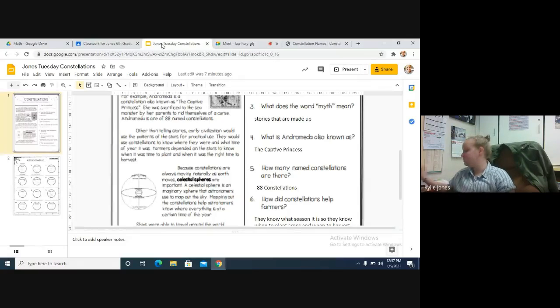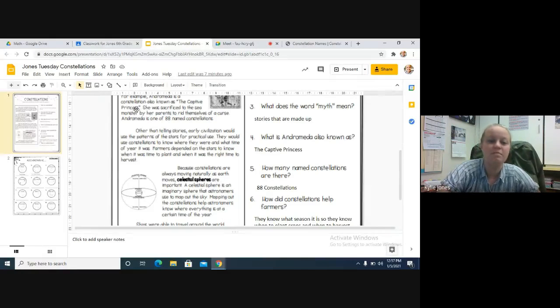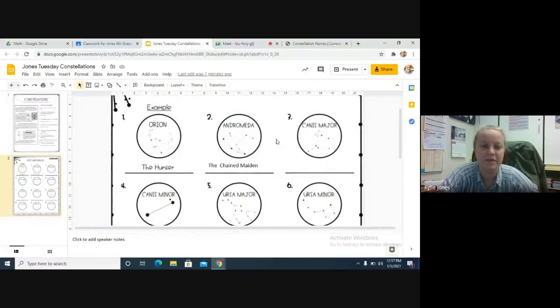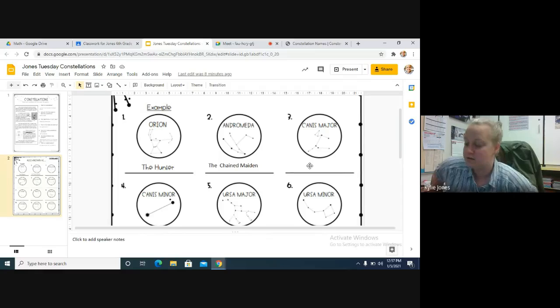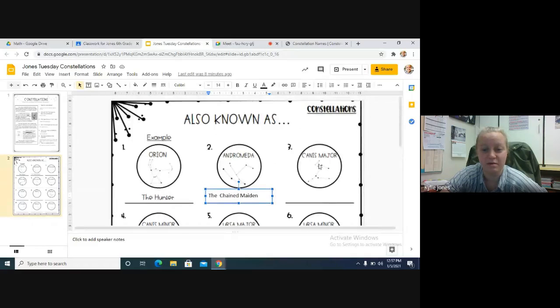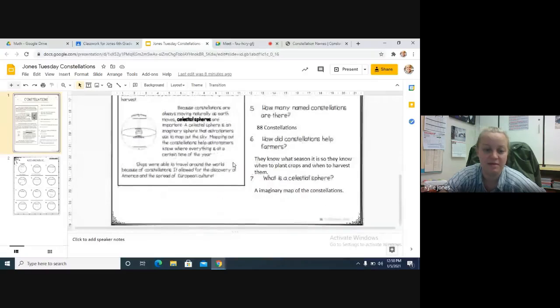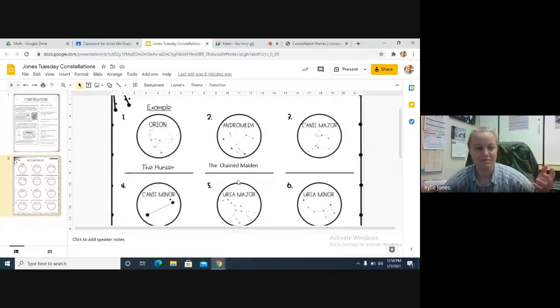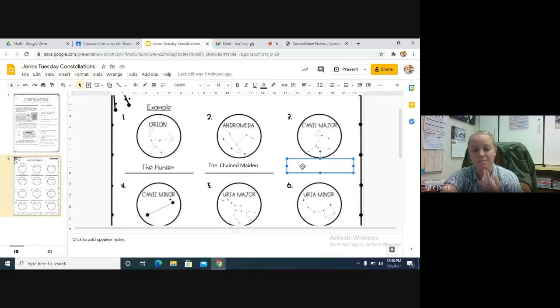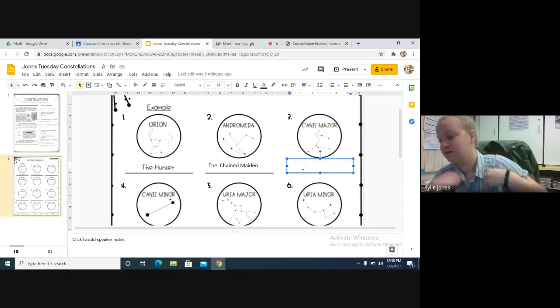Okay, so we're going to go over them. Yours might be slightly different if you found them on a different website or anything, because I could see a couple of you guys looking up the stuff instead of using the website. So as long as they basically mean the same thing, you're good. So it's just like how with Andromeda, up here on our first slide, we said that Andromeda meant the captive princess, but that website said that it was the chained maiden. They mean exactly the same thing, they just use different words. So as long as yours basically mean the same thing, you're good. Does that make sense? Sound good?